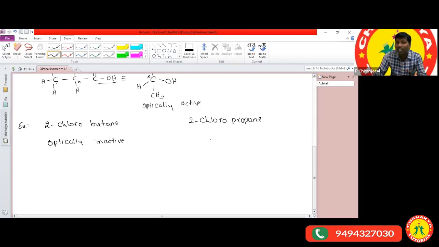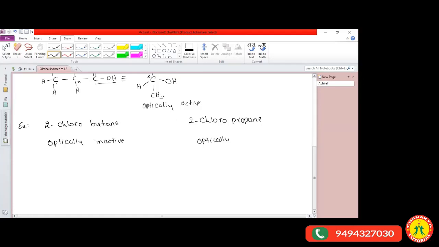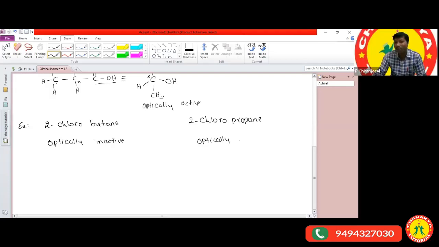But check 2-chlorobutane: once you check the structure, whatever you told is exactly correct for 2-chloropropane, but the first answer is wrong. 2-chlorobutane is optically active; I took one of the groups as CH3 instead of CH2. The 2-chloropropane is optically inactive.